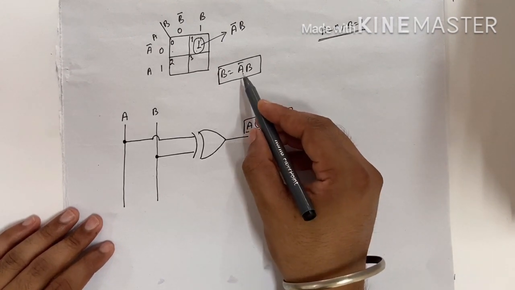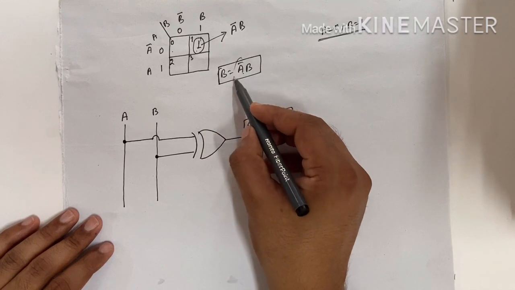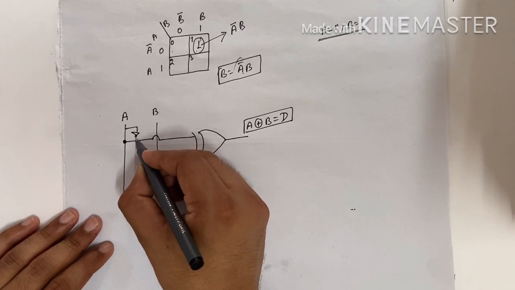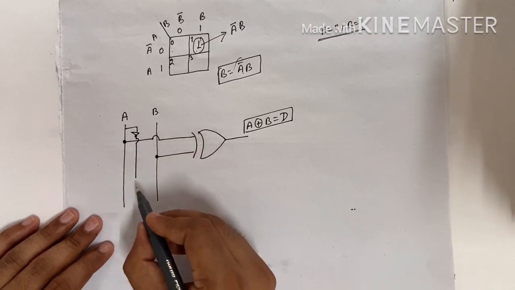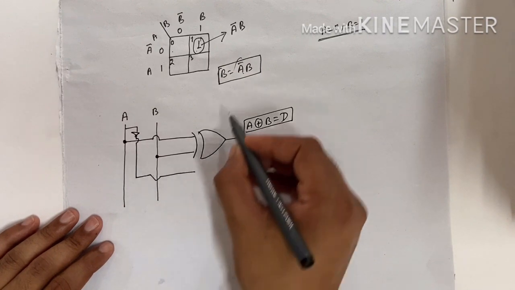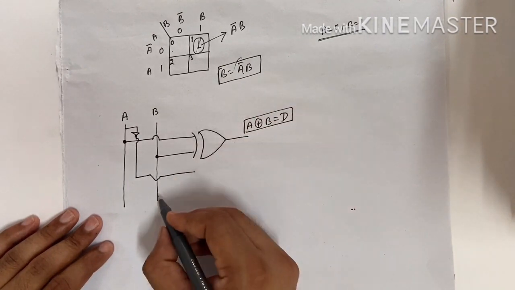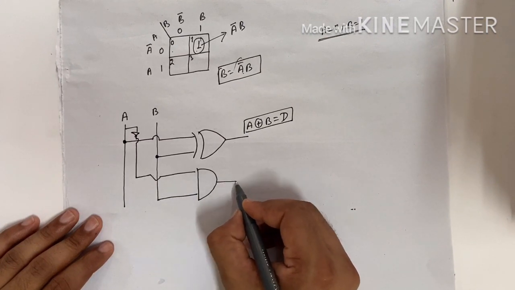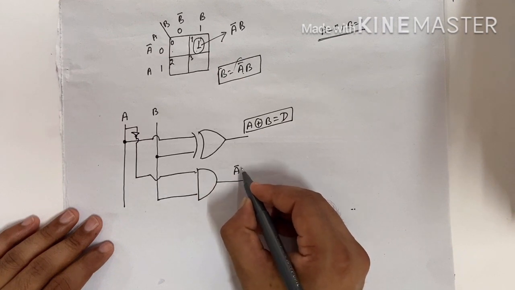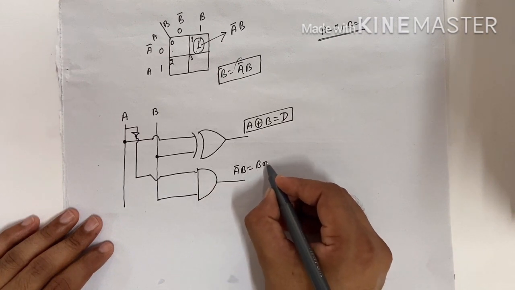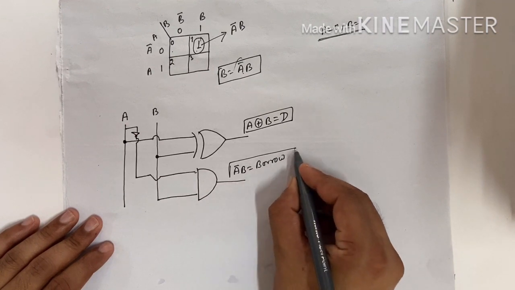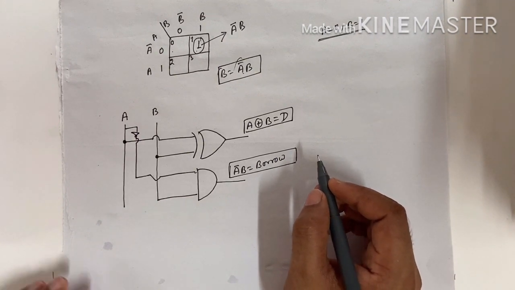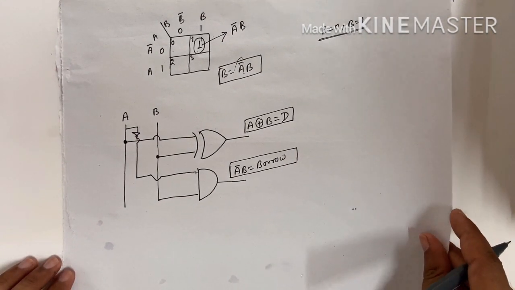Now we can get the Borrow. In the Borrow, A is complemented, so we apply a NOT gate here. After applying the NOT gate, we take it as input, and the other input is B. Now we apply the AND operation and get A complement B. This is the Borrow output. So this is the logical circuit design of the half subtractor. It is clear. Now we can see the full subtractor.